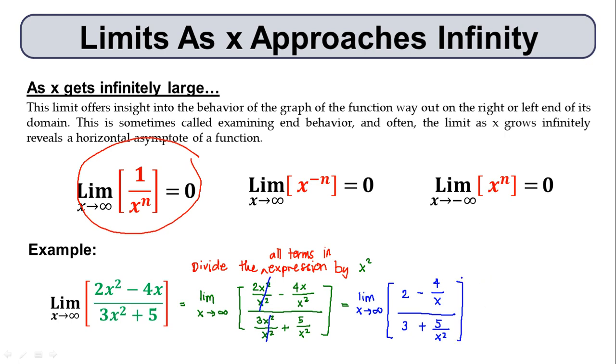And sabi dun sa theorem, sa first presentation natin, we can actually get the limit of this rational function by substituting na yung ating value, dahil rational function na siya. Therefore, the value of which is substituting 2 minus 4 over yung ating infinity all over 3 plus 5 over infinity. O, di ba?